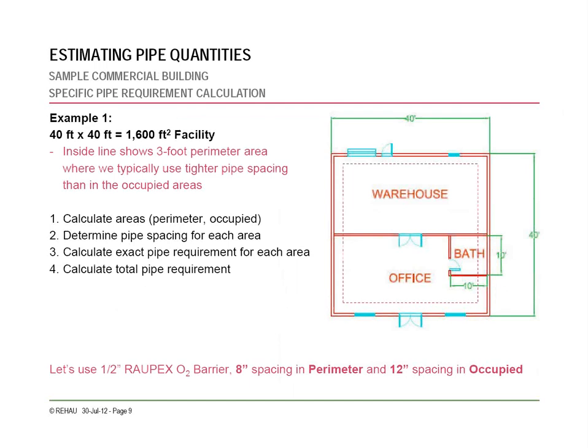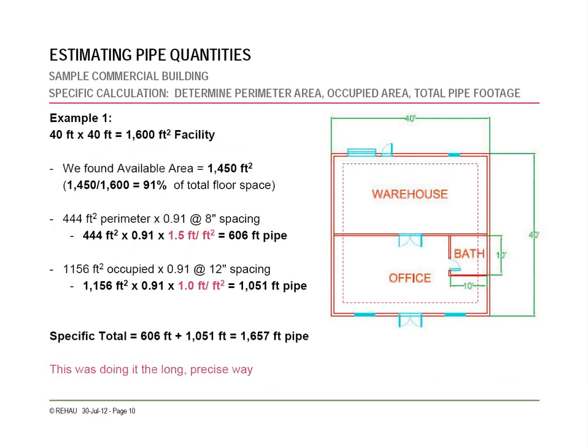So for our first sample here, let's say we've got a 40-foot by 40-foot square building. As you can see here, they're accounting for a 3-foot perimeter area. So you calculate the areas of the different zones, determine your pipe spacing, and then you'll be able to get an estimate of the area.